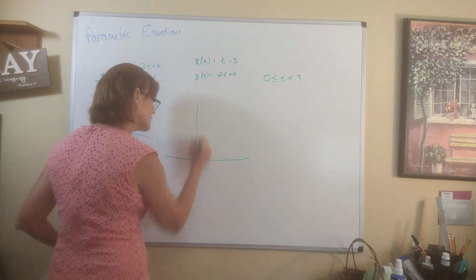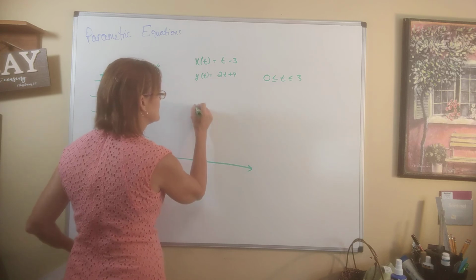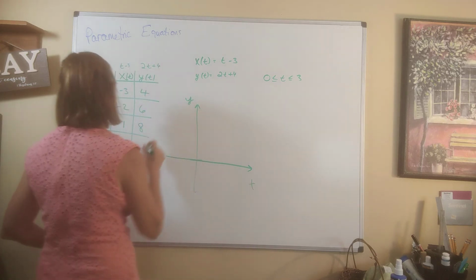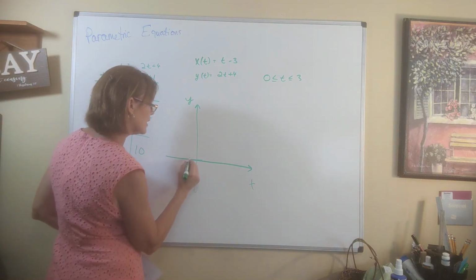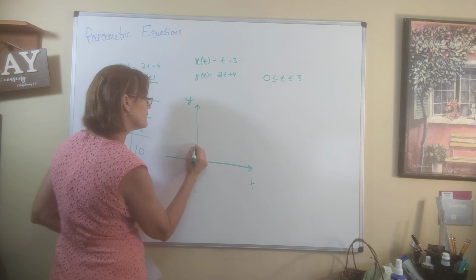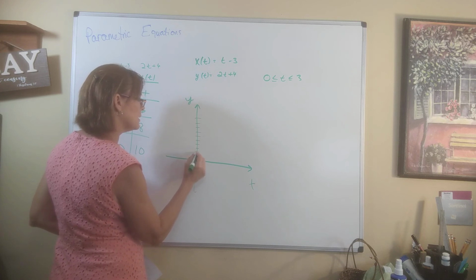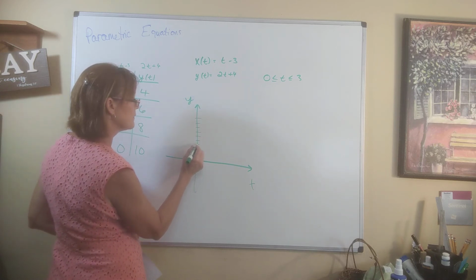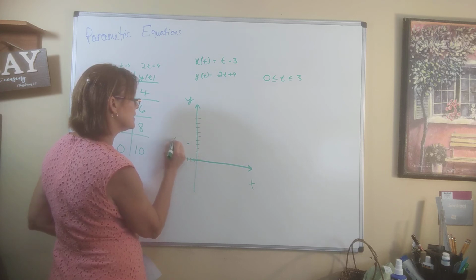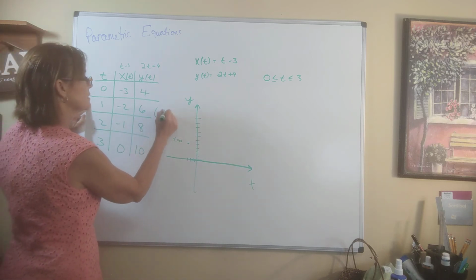Let's plot this, and then we can see the movement of our particle, not just the places it has been. This is x, and this is y. When time is 0, it starts here at the position -3, 4. Starts here. This is t is 0. And then after 1 second, it's at -2, 6.